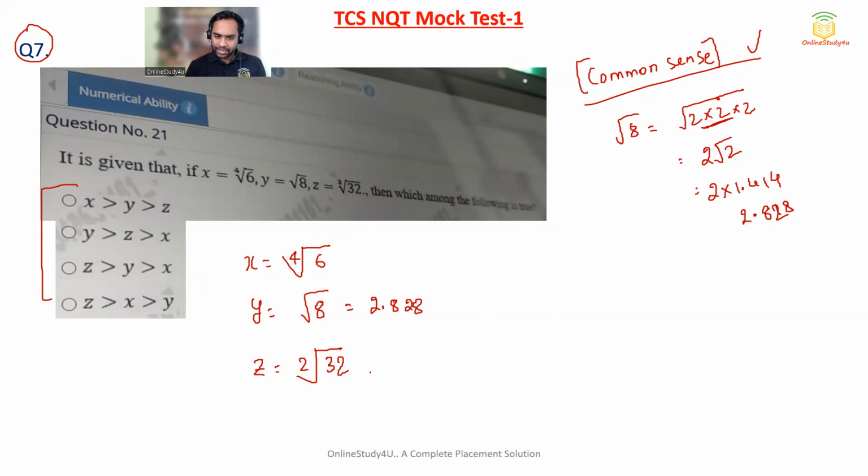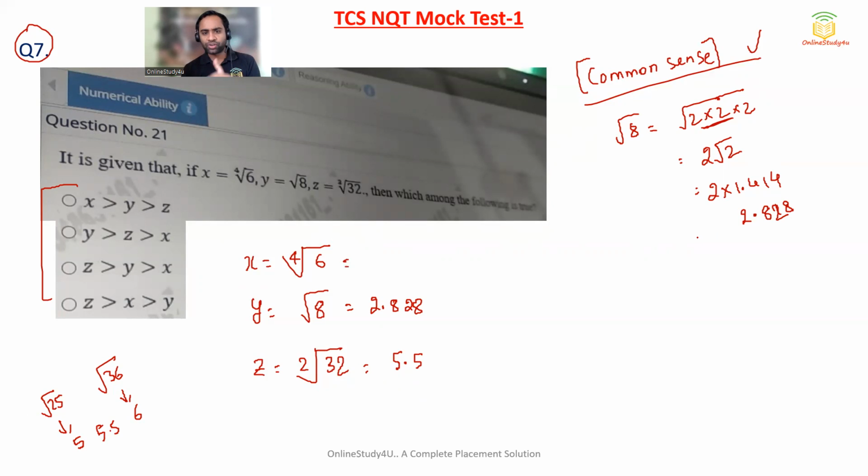Now, square root of 32. If it is square root of 36, it will be 6. If it is square root of 25, it will be 5. So it is square root of 32, that means it will be somewhere in between. So let us take it as 5.5. You can take 5.4, you can take 5.6, it does not matter.